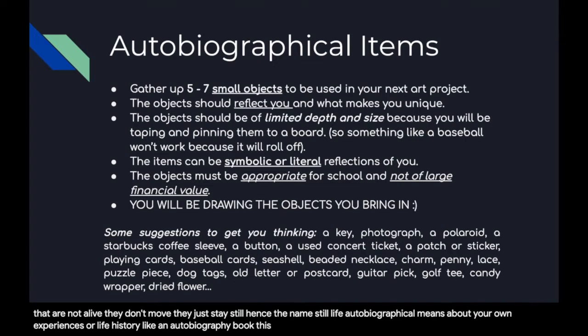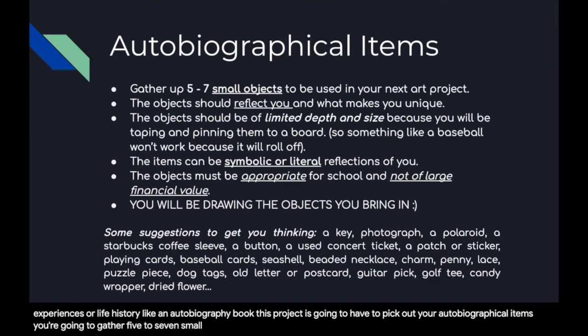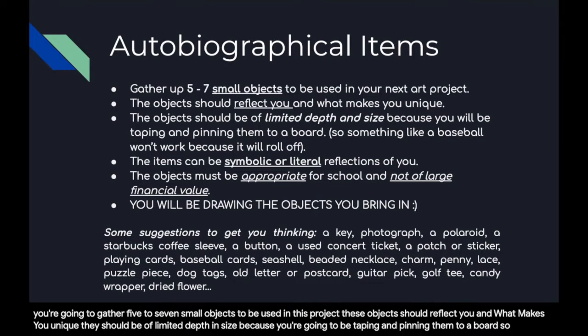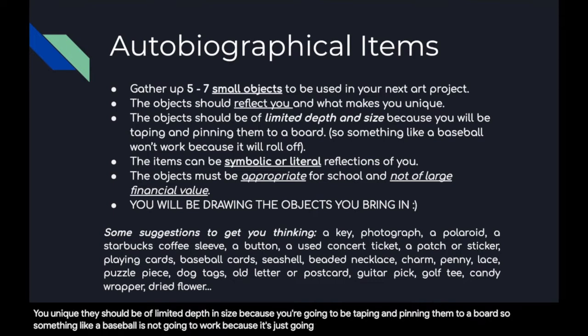So for this project, you're going to have to pick out your autobiographical items. You're going to gather 5 to 7 small objects to be used in this project. These objects should reflect you and what makes you unique. They should be of limited depth and size because you're going to be taping and pinning them to a board. So something like a baseball is not going to work because it's just going to roll off. The items you choose can be symbolic or literal.